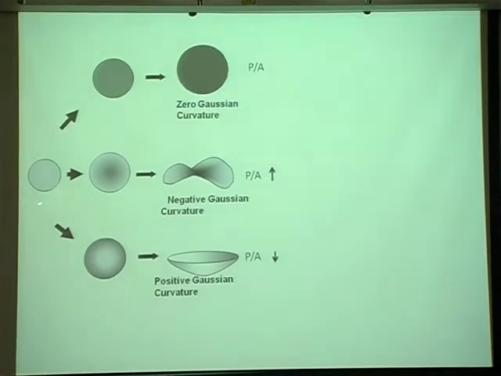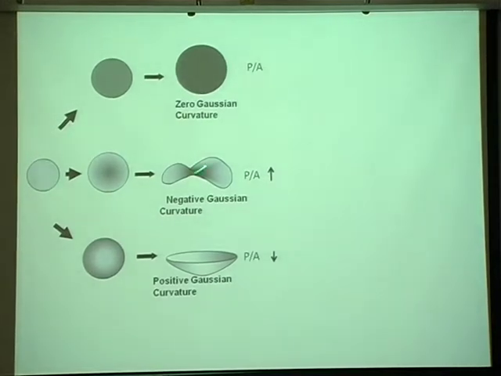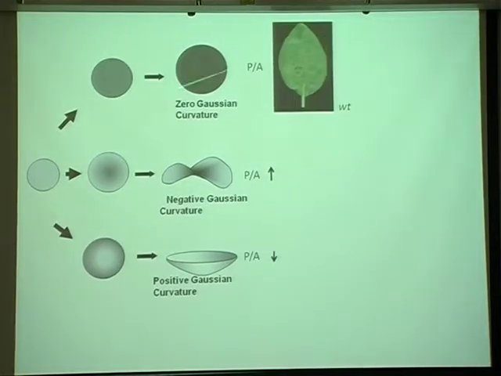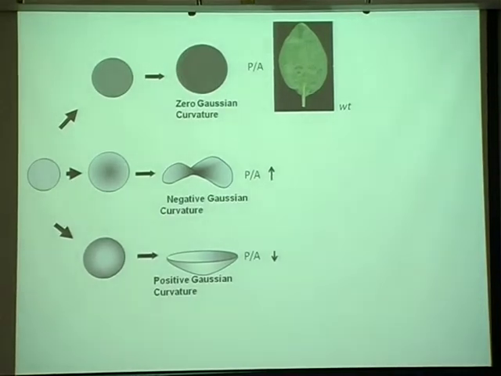Suppose the growth occurs at the periphery, then the perimeter would increase compared to the area, then you will have a higher ratio. Contrarily, if you have growth more at the center, then you would have a ball-shaped or cup-shaped structure, or technically called positive Gaussian curvature. So in wild type, generally we have flat leaves, in other words, zero Gaussian curvature. But are there genes which make sure the leaves are flat?